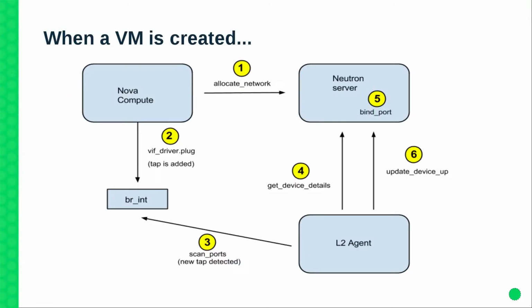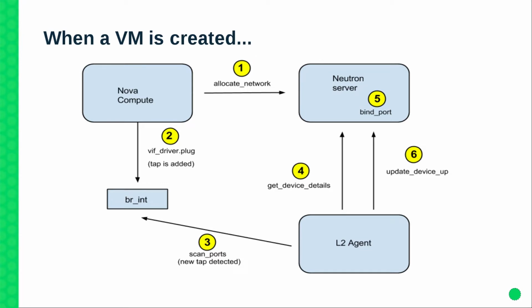So let's look more in detail at what happens when a VM is created. Nova Compute will issue a call to the Neutron server to allocate the network, passing all the information needed by Neutron to configure the port correctly. At the same time, it will call the VIF driver to plug a tap interface into the integration bridge on the compute host.